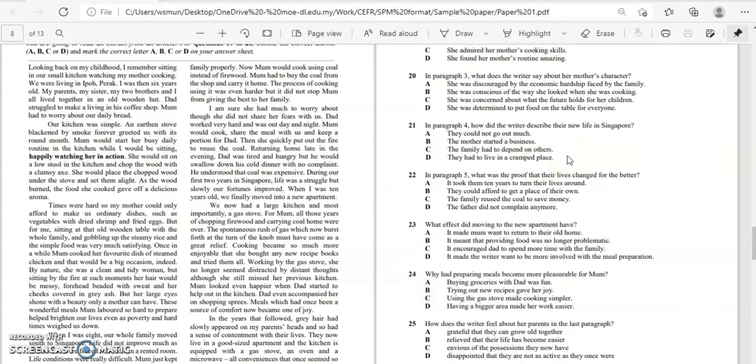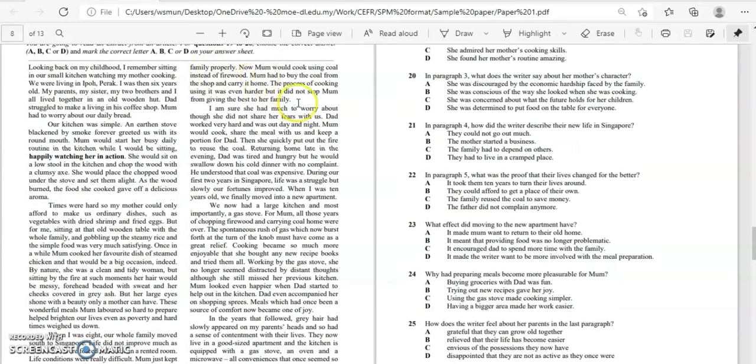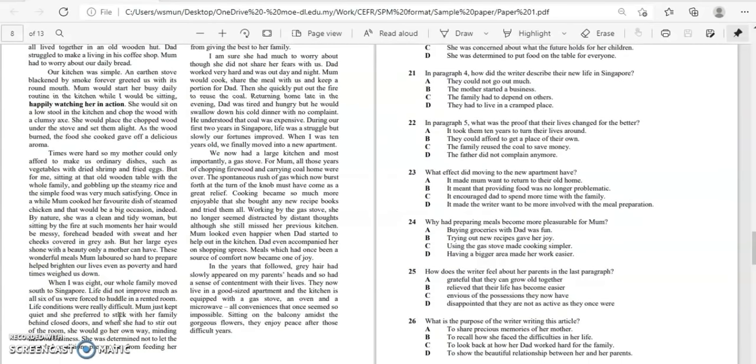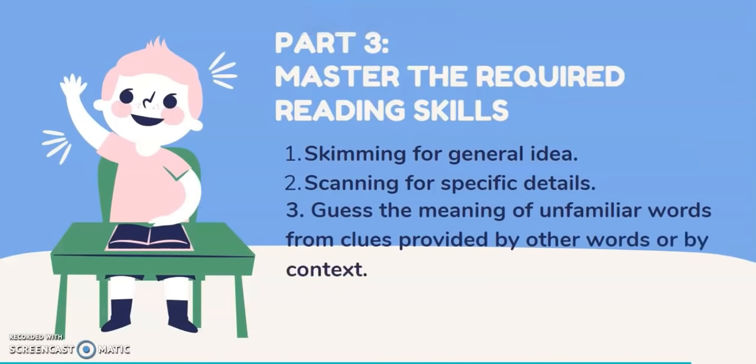So this is one demonstration of doing scanning. Of course, in the exam, you can scan faster because you don't have to read aloud the passage. When you just scan through with your eyes, it will be much faster. Other than skimming and scanning, you also need to master the skill of guessing the meaning of unfamiliar words from clues provided by other words or by context.